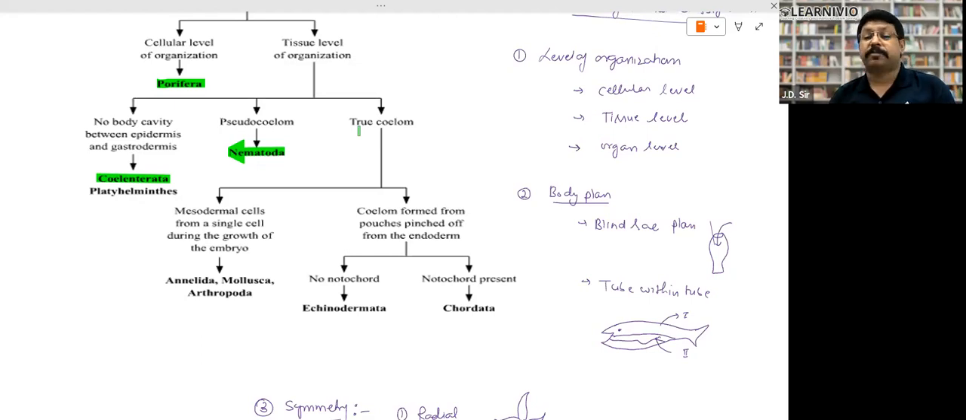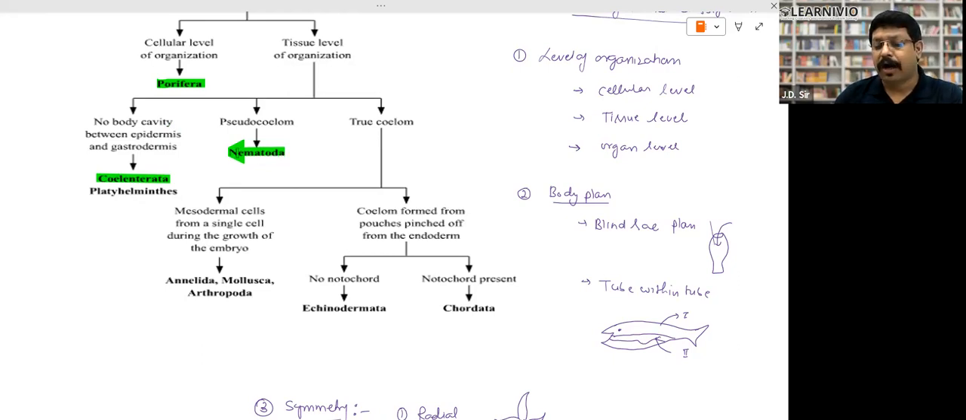And that coelomic space is filled with some organs. What kind of organs? Like we have the liver, we have the heart, so all these organs are arranged in a coelomic cavity, right? So coelenterata, if we talk about Hydra, there is no body cavity, means no coelom. But there are some animals like nematoda.